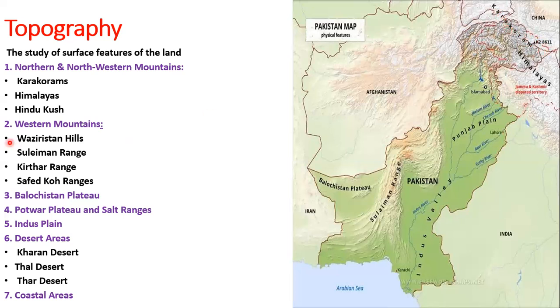Second is the Western Mountains. The Western Mountains are situated in KPK, Khyber Pakhtunkhwa, and the Balochistan region. They include the Waziristan Hills, Suleiman Range, Kethar Range, and Koh Safed, the White Mountain Range. So these are the two main important mountain regions in Pakistan.